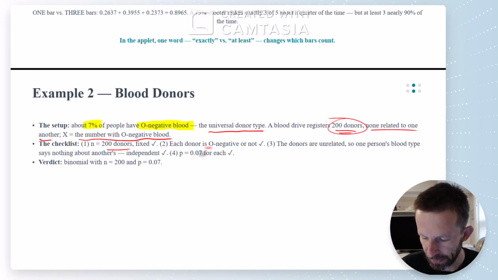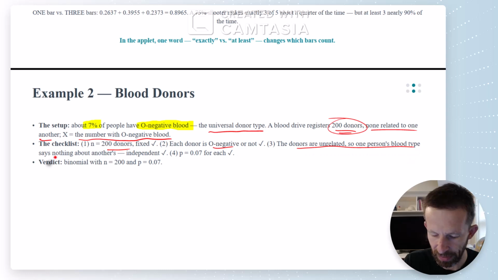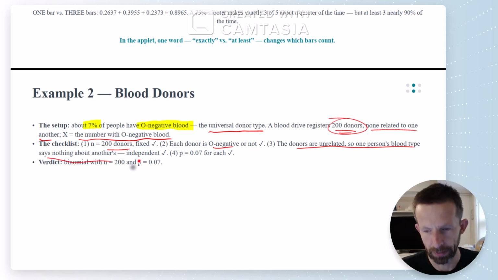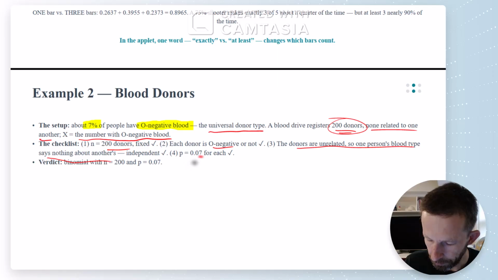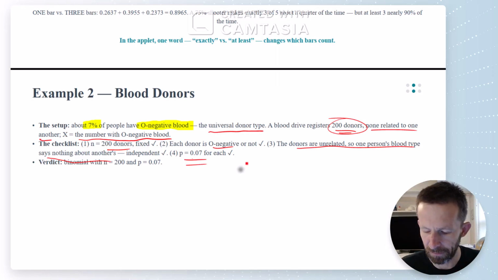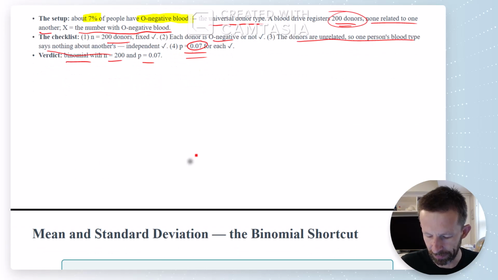So 200 donors, that's fixed. Each donor either has an O-negative blood type or not. The donors are unrelated, so no one person's blood type says anything about the other. If a family of 5 came, like 3 kids, it's unlikely that all of them are going to be independent. And then you have a fixed probability, so 7% for any single one of them. So this is a binomial situation with n equals 200 and p is equal to 0.07.